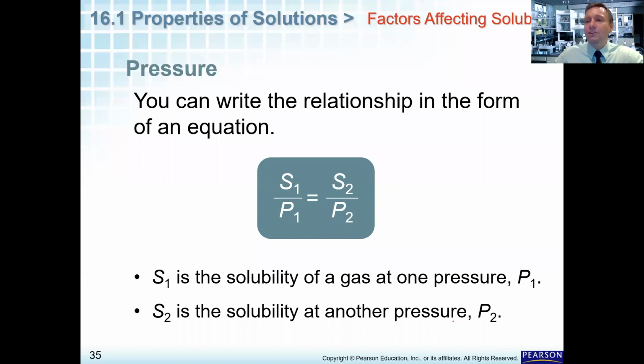And here is Henry's law: S1 over P1 equals S2 over P2. So solubility 1, pressure 1 equals solubility 2, pressure 2. And the best way to solve problems with this, and we're going to look at several examples, is to write it out as S1 P2 equals S2 P1. And that way you can isolate. So the solubility is going to be in grams per liter, the solubility of a gas at pressure 1 and the solubility at pressure 2.